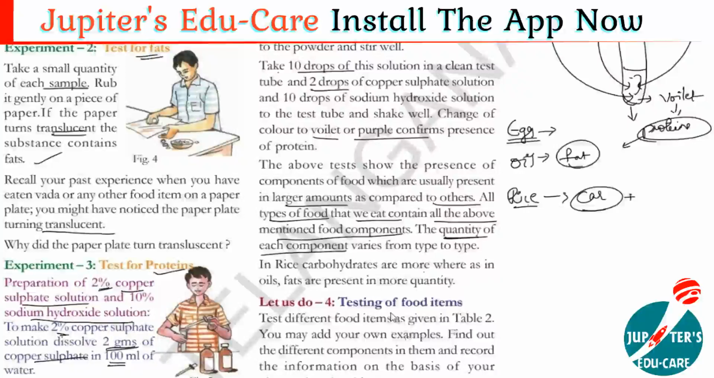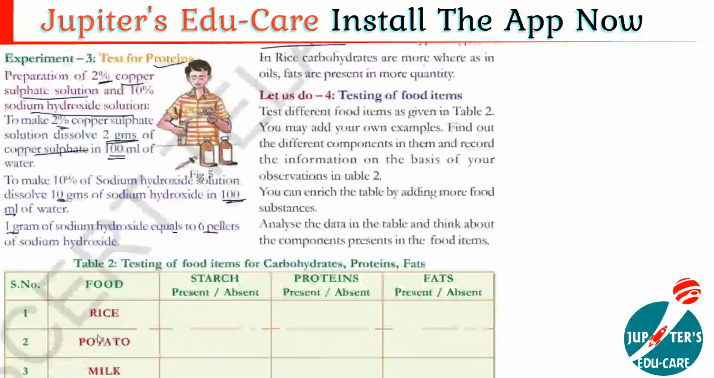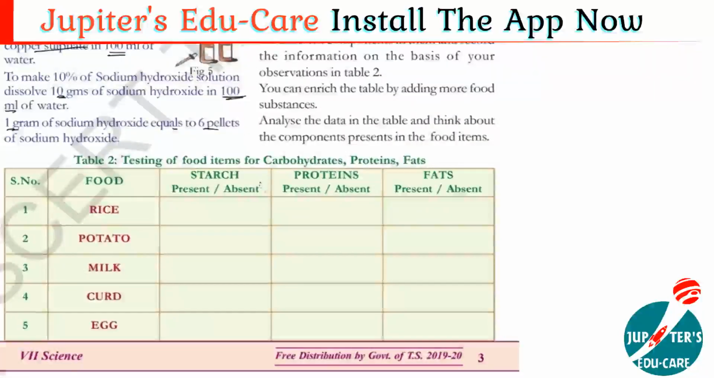Then come to the activity, testing of food items. So here we have some food items. As you know already, how to identify starch, how to identify proteins, how to identify fats. By following the tests, you need to find out which component is present in large quantity in the following food materials. So first rice, you know that in rice, what is there? Starch is present in large quantity, right? In potato, starch is present in large quantity. In milk, proteins are present in large quantity. Even starch is present and fats are also present, but first, a larger amount of proteins is present in the milk.